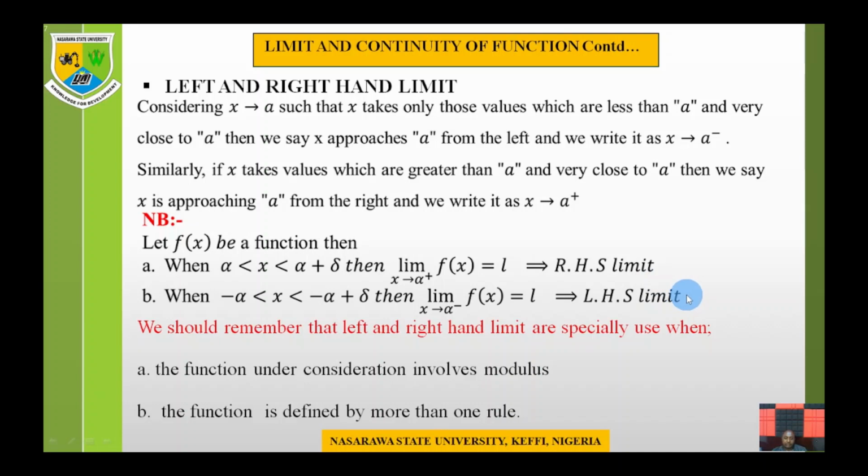We should remember that left and right hand limits are especially used when the function under consideration involves what? Modulus. Another name for modulus is absolute value. Or the function is defined by more than one rule. So you are going to be using left and right hand side limit when you have these two things. That is, when you are considering a function with the modulus sign or absolute value sign, or if the function is defined using more than one rule.